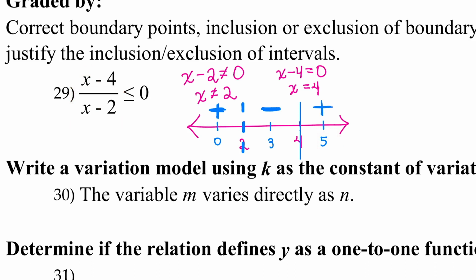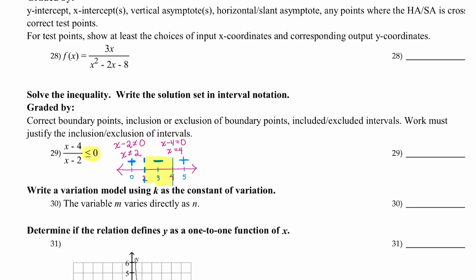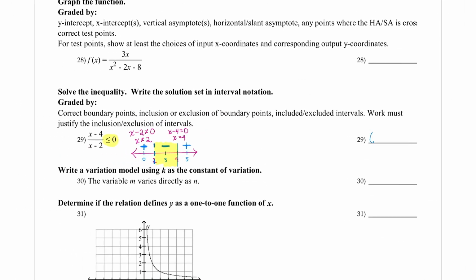Now, our solution set only exists where the solution is less than or equal to 0, and that's only happening between these 2 points. So our answer is going to be excluding 2 all the way up to 4 and including 4.